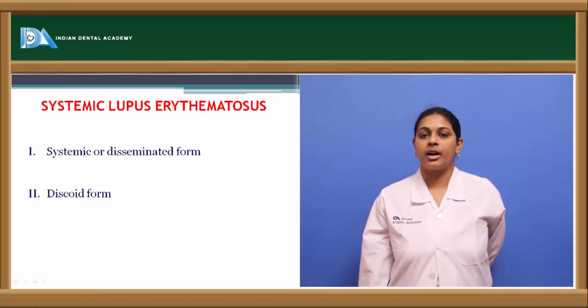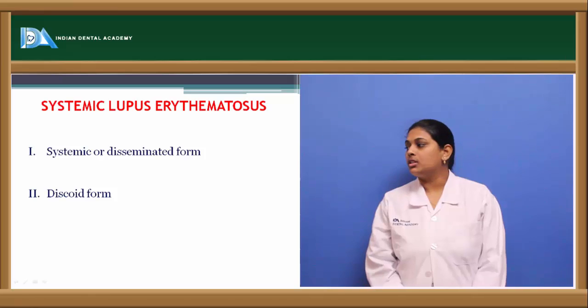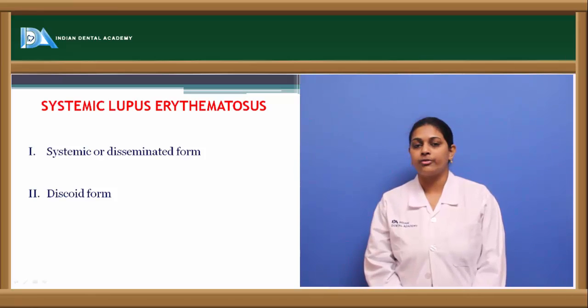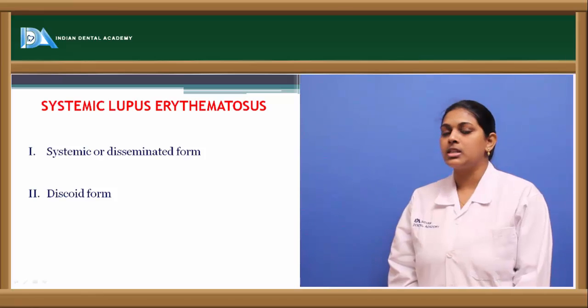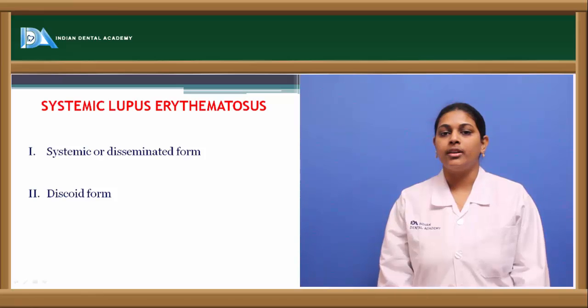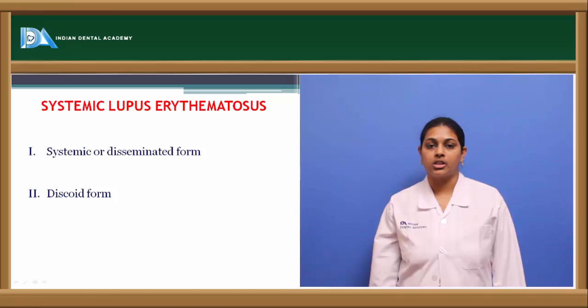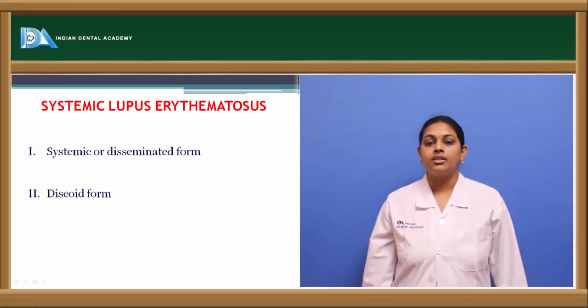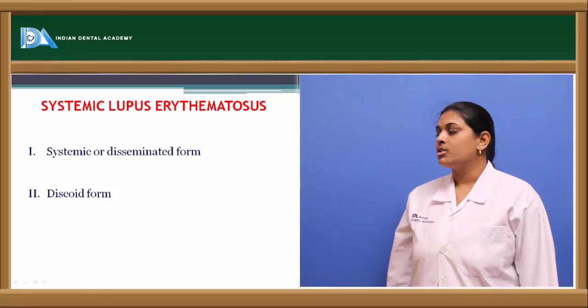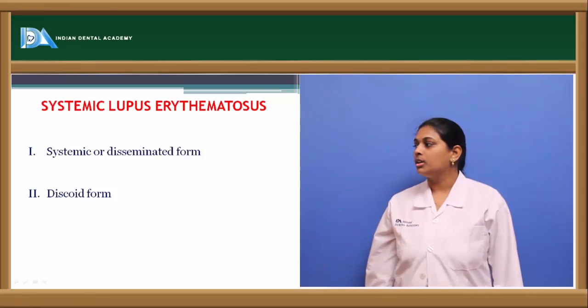And systemic lupus erythematosus is divided into two types: systemic or disseminated, and the discoid form. Coming to the systemic or disseminated form, when skin lesions or involvement of other body parts are widely distributed, it is known as the systemic or disseminated form, and this also shows the presence of autoantibodies. Coming to the discoid form, the rash is disc-like, extending from the cheekbones to the nasal bridge, which gave the discoid form its name. So the butterfly rash is the most important characteristic feature of systemic lupus erythematosus.